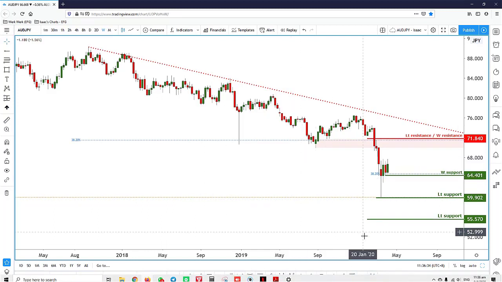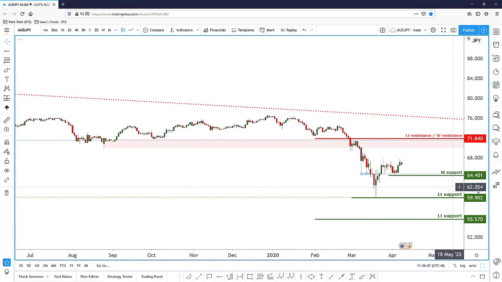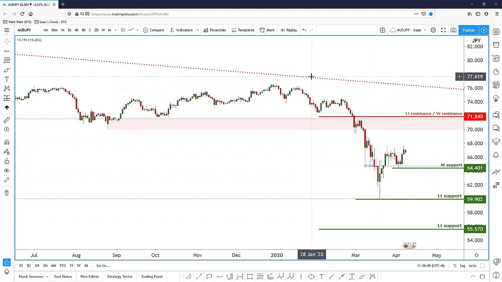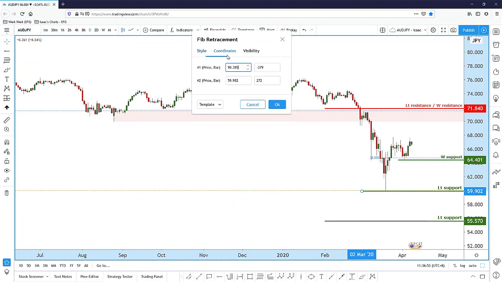So the bias right now that we have on the weekly is really for price to push up towards this long-term resistance, weekly resistance zone area. But we can only confirm that by going down to the lower time frame. Let's go down to the daily. Let's remove this descending trend line because it's quite far away, and I'll tidy up the charts.